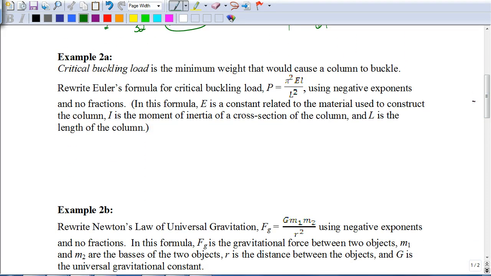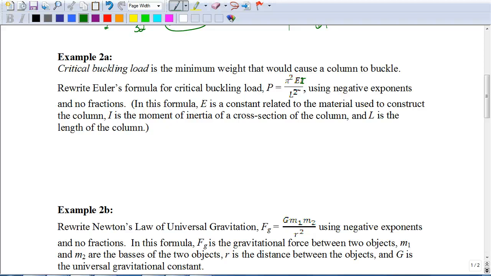Let's look at this next example. Critical buckling load is a minimum weight that could cause a column to buckle. Rewrite Euler's formula for critical buckling load, which is P equals pi squared times E times I, by the way, divided by L squared, using negative exponents and no fractions. In the parentheses here, they're just describing what each of these variables represent, where E is a constant related to the material used to construct the column, I is the moment of inertia of a cross-section of the column, and L is the length of the column.